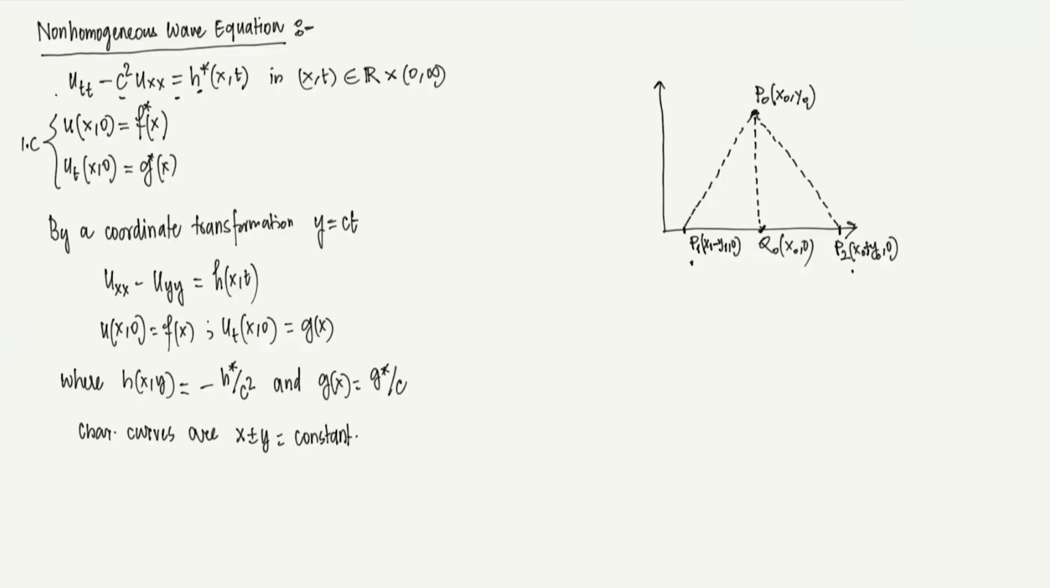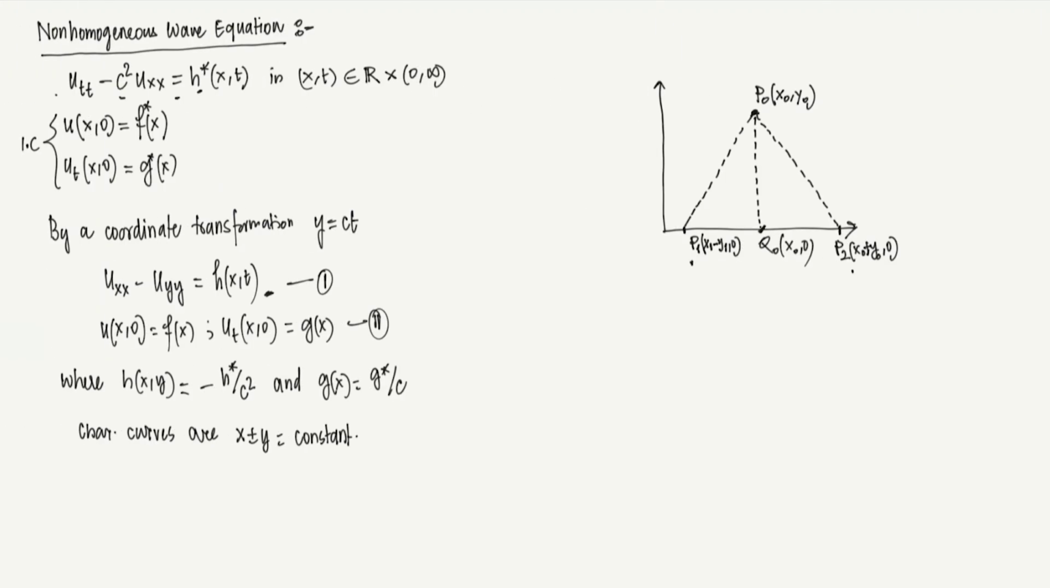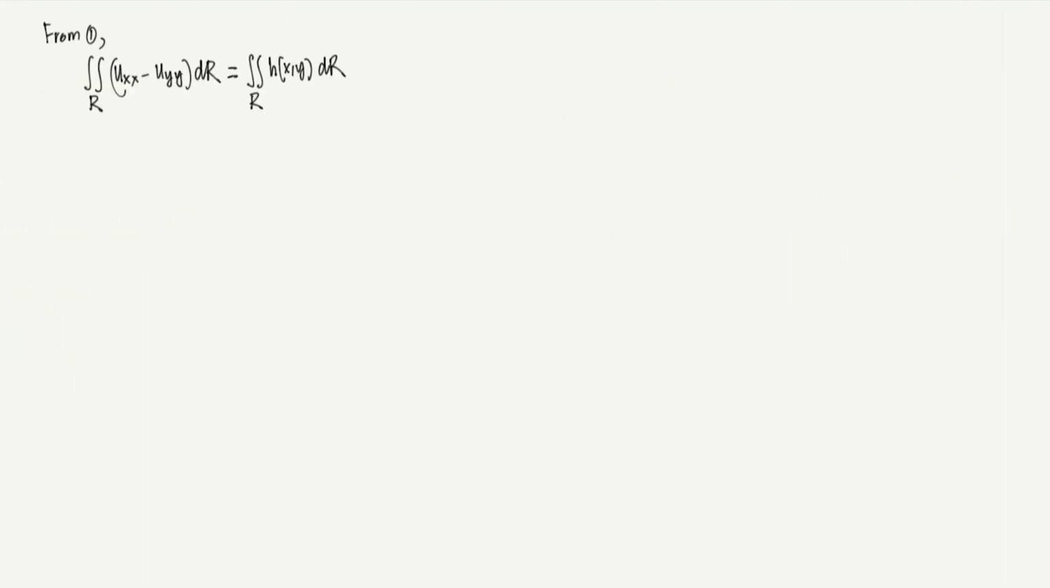This equation is satisfied here. Maybe I can write this equation as 1, and this as 2. From 1, if you integrate, what we get is the double integral over R of uxx minus uyy dR. This is nothing but the double integral over R of h of xy dR. Clear? We are just taking this and integrating both sides. Now once we do that, we can use Green's theorem here, right?